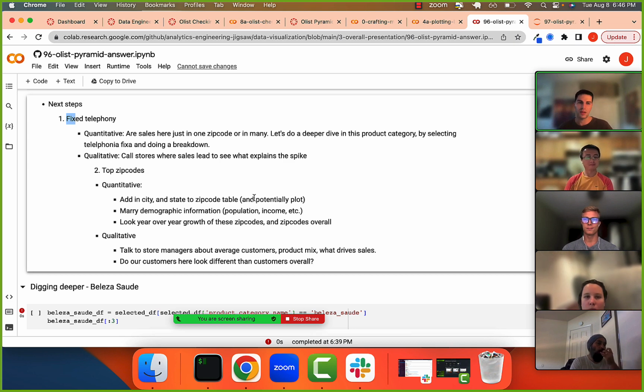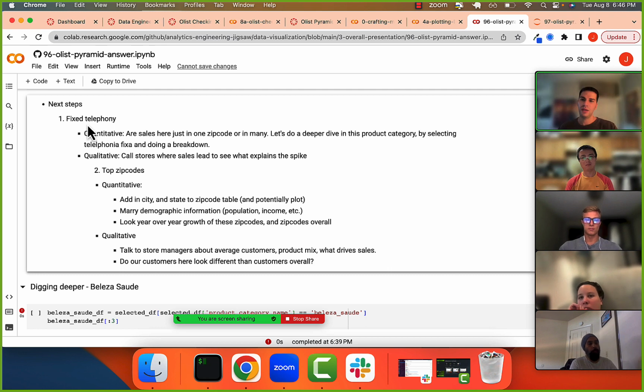I would really love to, and you can start to make the case to your manager as to the value of gathering this data. It would be great to have year over year data. I'd love to have it for this fixed telephony. Is this something that's going to continue in the future? What about these zip codes? Can we get year over year data for these particular stores that seem to be out of the ordinary and doing strong? Is this an emerging segment?